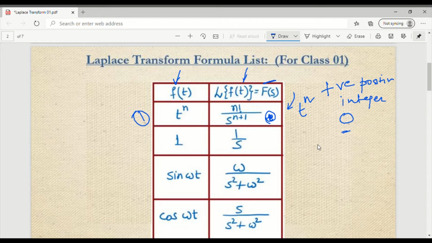What about my second formula? The second formula is 1, and the Laplace transform of 1 is 1 by s. How are you going to write that? Laplace transform of 1 is 1 by s.